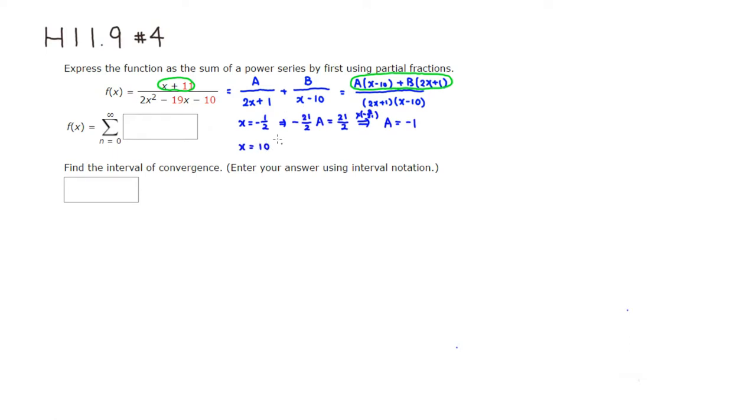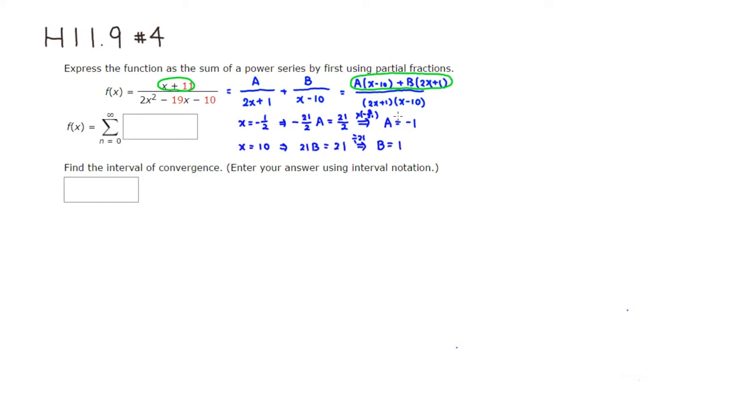Then x equals 10. We'll get rid of A. So you will get 2 times 10 plus 1, so it's 21B is equal to 10 plus 11, so it's 21. Then we can just divide through by 21 to find the B value. So B is equal to 1.